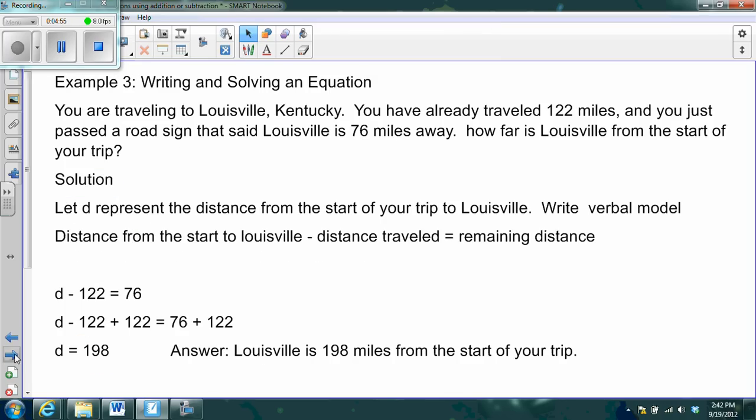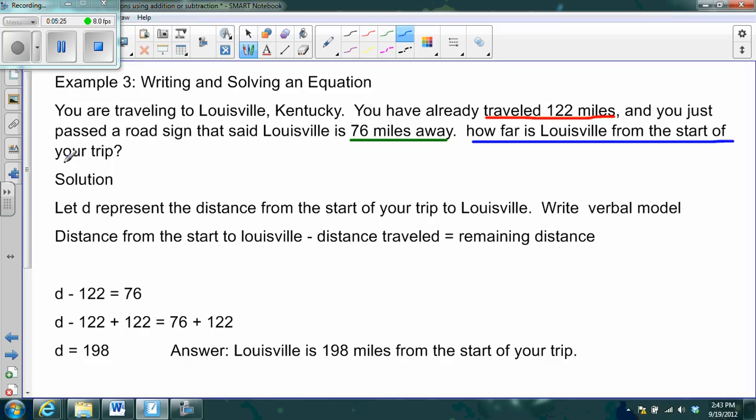The third example is writing and solving an equation. Just like the previous sections, we always use some type of word problem. So how can we write this out? You're traveling to Louisville, Kentucky. You have already traveled 122 miles, and you just passed a road sign that says Louisville is still 76 miles away. And we want to know how far Louisville is from the start of your trip.